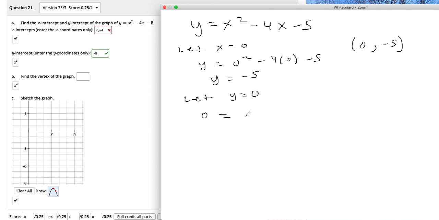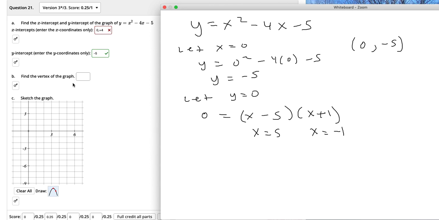So 0 equals x squared minus 4x minus 5. Let's go ahead and just factor as we're writing this out. So we need what multiplies to negative 5 and adds to be negative 4. So that's going to be a negative 5 and a positive 1, because that multiplies to negative 5, and negative 5 plus 1, there's our negative 4. So our x-intercepts are going to be at 5 and negative 1.